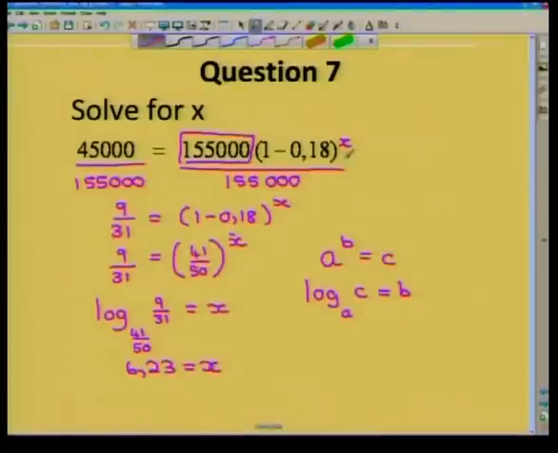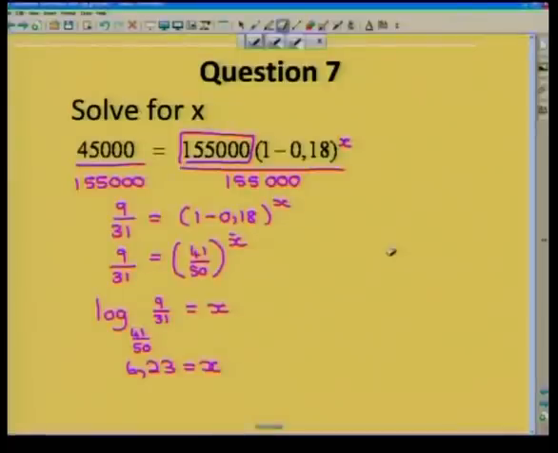Now that would usually stand for the number of investments. That might be years. It usually is years when it's depreciation. So I'm saying it will take me 6,23 years for the amount of 155,000 to become 45,000 at a depreciation rate of 18%. But don't get too worried about what it's saying. I just want you to deal with the mechanics of working with this. Let's show you the second way.